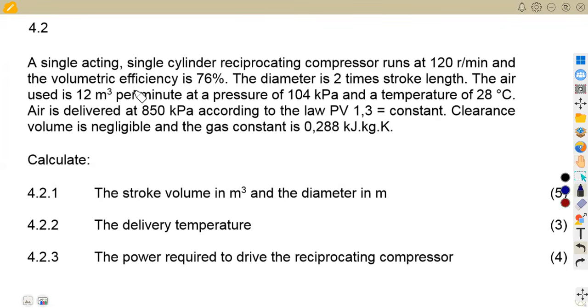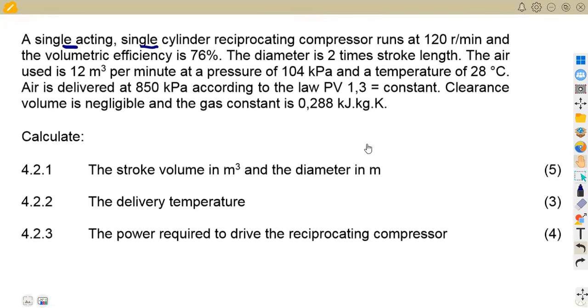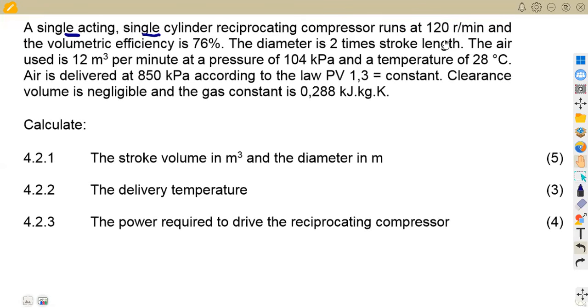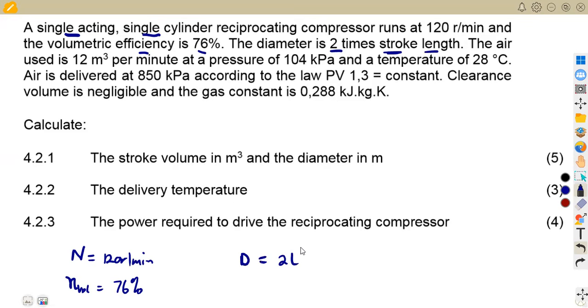All right, so here we are given a single acting, single cylinder reciprocating compressor that runs at 120 revs per minute. So we're given the speed of the compressor, which is 120 revs per minute. The volumetric efficiency is 76%. The diameter is equal to 2 times the stroke length.